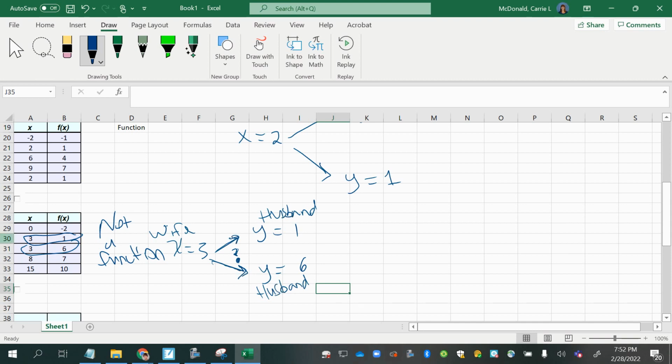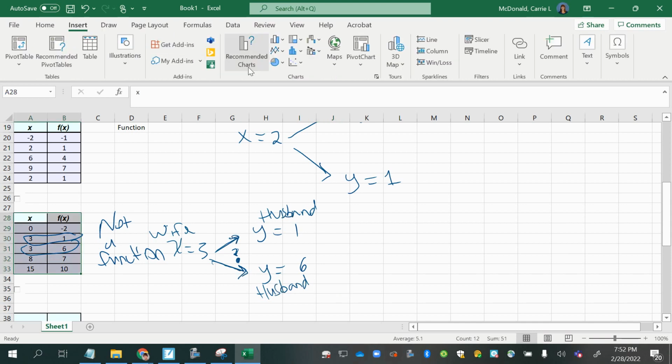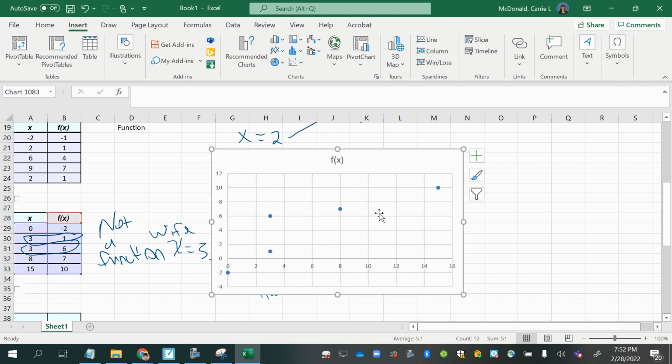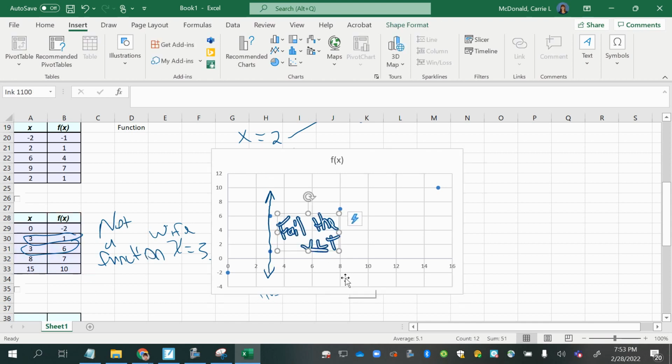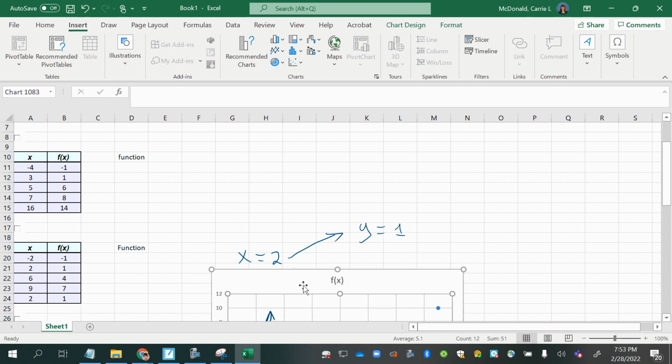Okay. Another way to see that this is true is to make a scatter plot. And notice that when you draw a vertical line here, there's 2 points on the same vertical line, and so it fails the vertical line test. And you could do that with any of these. You could plot the points and see if you can ever draw a vertical line that would go through more than 1 point at a time.